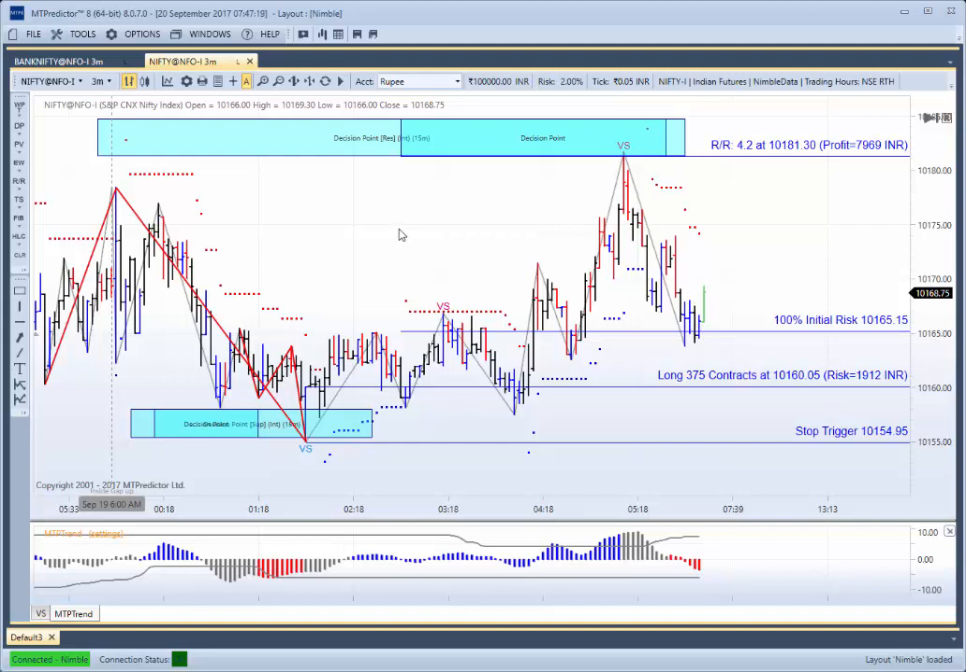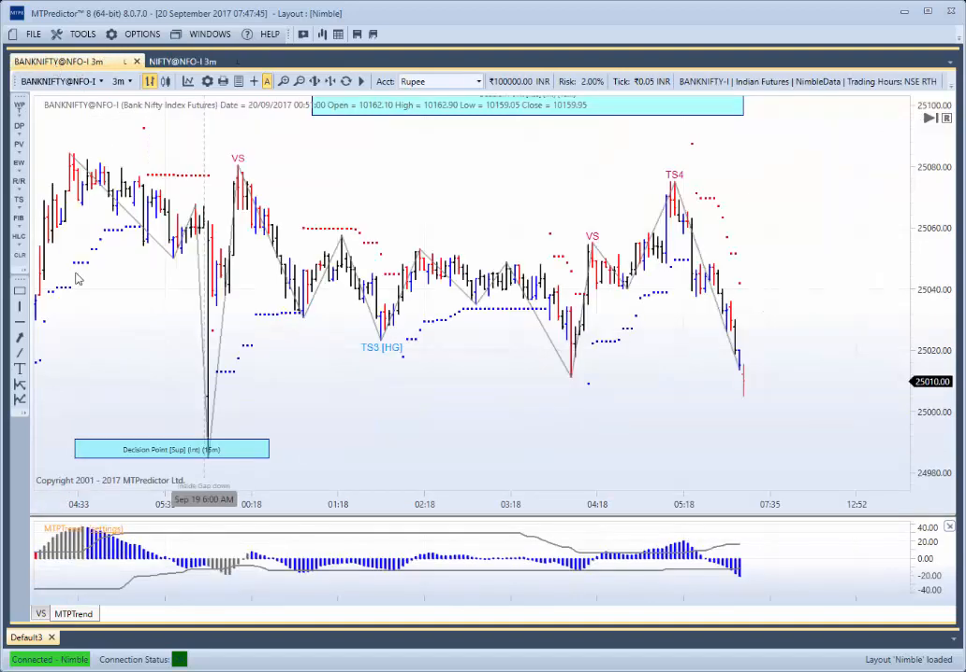So there's the result, a beautiful day where the low of the day came in at our DP support zone. The high of the day came in at our DP resistance zone, and in between we had a VS buy setup that had you long up into the high there for a very nice trade of plus 4.2R. Obviously all trades are not profitable. Let's have a look at the Bank Nifty.